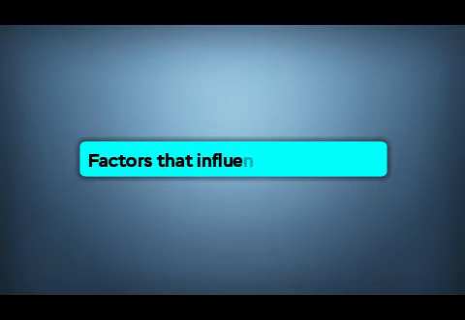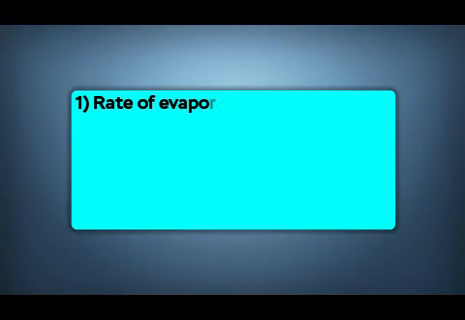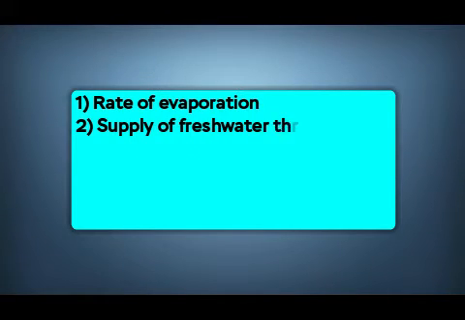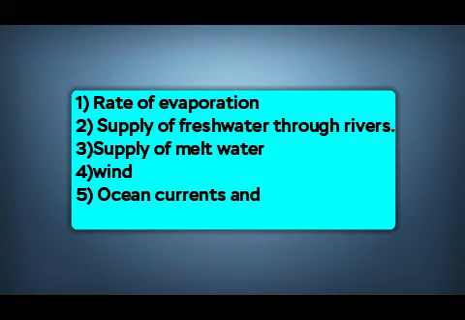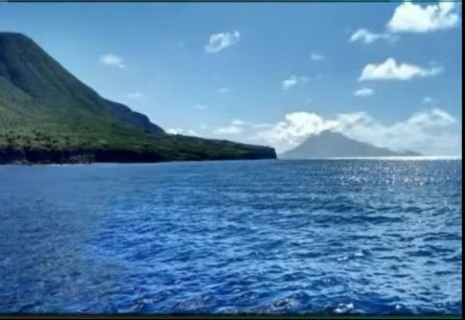Factors that influence salinity are: first, rate of evaporation; second, supply of fresh water through rivers; third, supply of meltwater; fourth, wind; fifth, ocean currents; and sixth, rainfall. High salinity is observed in partially enclosed seas or landlocked seas due to higher rate of evaporation and limited supply of fresh water.